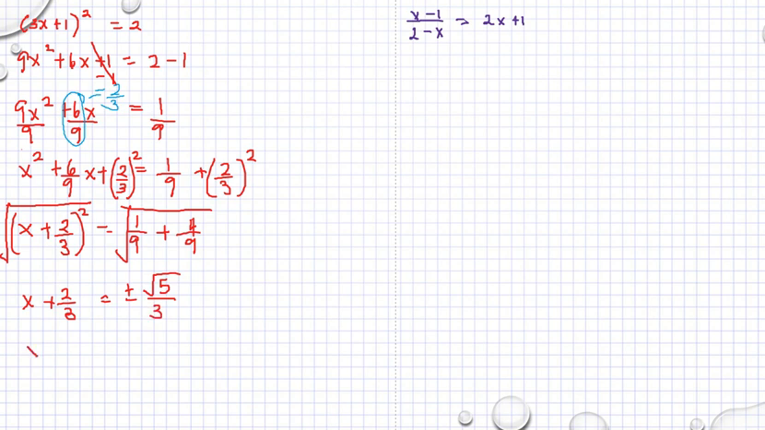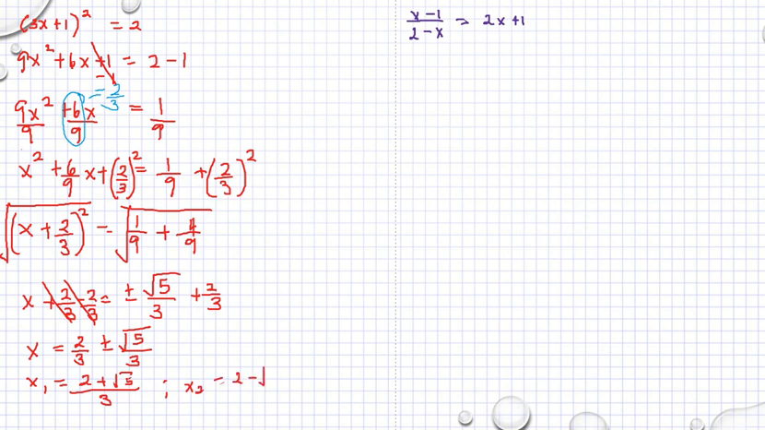So that we have, if we subtract both sides of the equation by 2/3, then we have, this is 0, x is equal to 2/3 plus minus square root of 5 divided by 3. Our x sub 1 now is 2 plus square root of 5 divided by 3, and our x sub 2 will be 2 minus square root of 5 divided by 3.